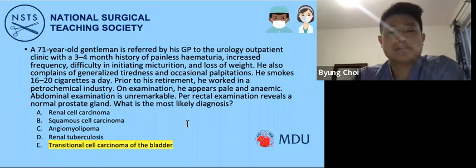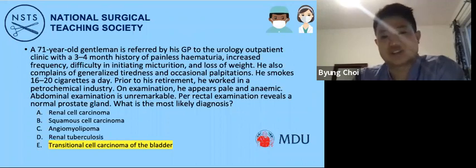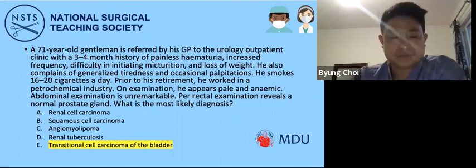And obviously the difficulty in initiating micturition points a little bit more towards a bladder cancer rather than a kidney cancer, which a renal cell carcinoma wouldn't be. It would fit less so with this, but it fits very nicely in terms of the risk factors. So as a presenting complaint with E, transitional cell carcinoma.